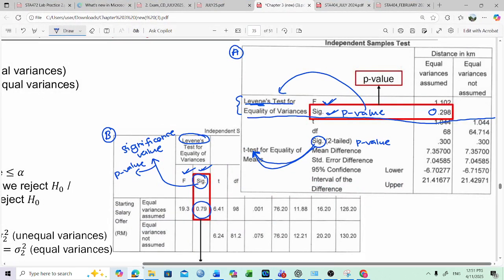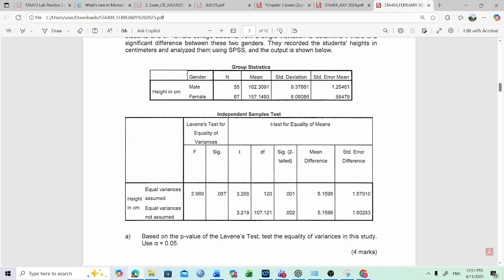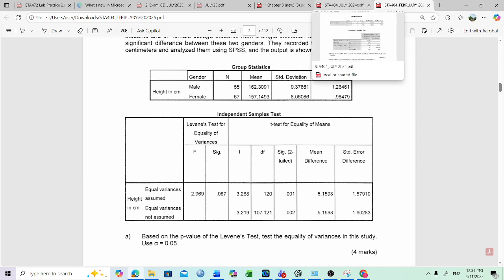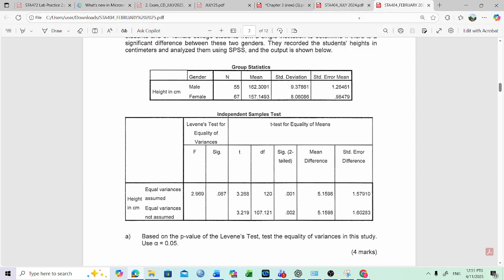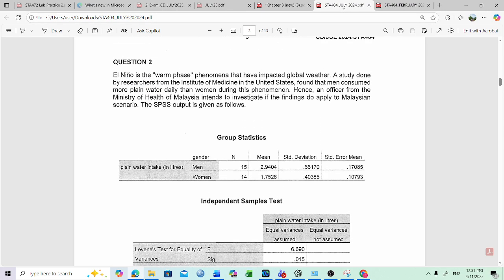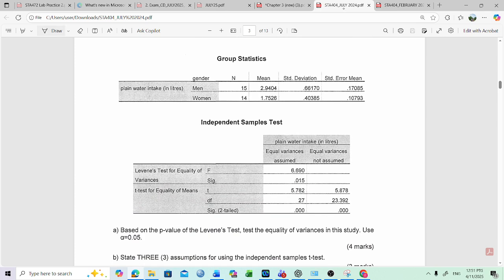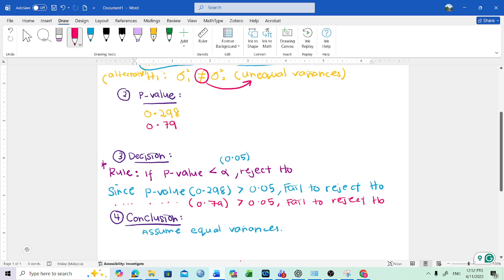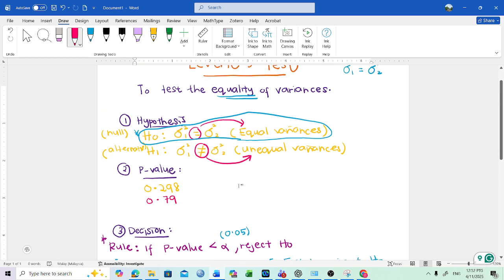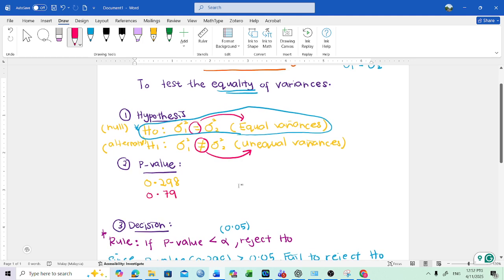Okay, another example, let's see. Shall we go to this one, July 2024, question number 2? Please look at A. Based on the p-value of the Levene's test, test the equality of variances in the study. Use alpha 0.05. It means that you need to do the Levene's test. How to do the Levene's test? Just like what I have shown to you. You need to write all the steps.